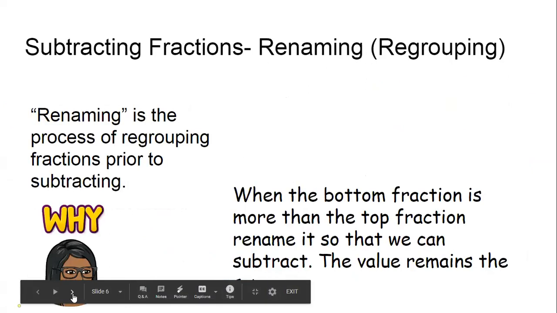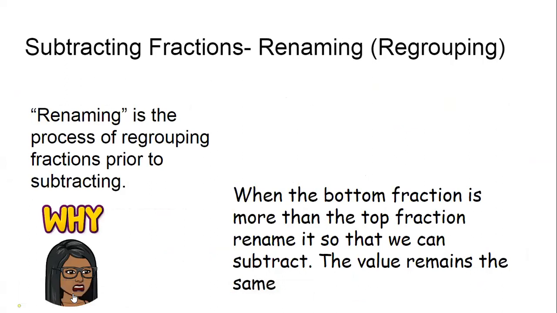Now we're going to talk quickly as we can about renaming fractions. Renaming is the process of regrouping. Most students are familiar with the vocabulary word regrouping. We do it with whole numbers. When we subtract numbers from top to bottom, and there's not enough on the top and there's more on the bottom, we regroup them.